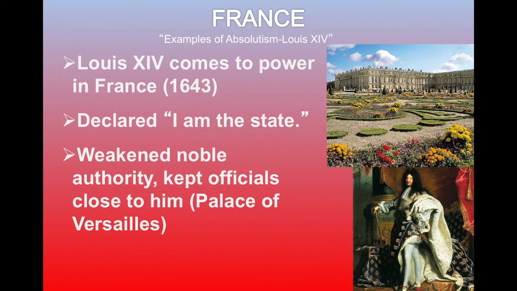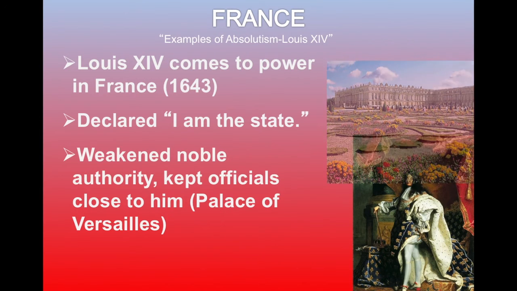He's going to keep officials close to him, and he builds that famous Palace of Versailles in France so that he can constantly keep his watch over the different officials that are engaging in politics. And he really starts to weaken that power of the nobles that originally had helped build these absolute monarchs, but then their power starts to be taken away, the nobility power.